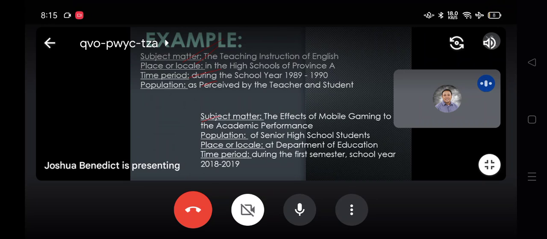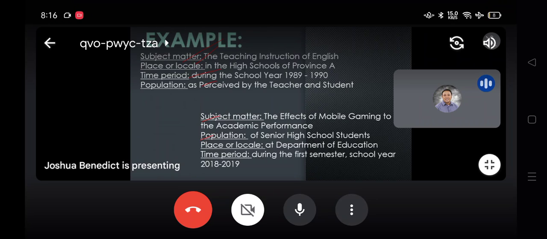So this is a check. Population, senior high school students, place or locale, Department of Education. Now, here is my concern with this title. It's okay to use this, however, it's going to need more intensive work. You must specify Department of Education in what level? National, regional, or in terms of division schools per local government.